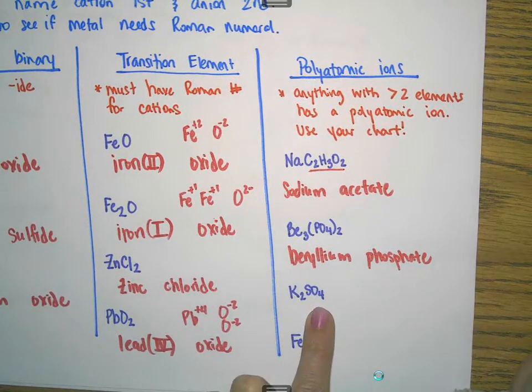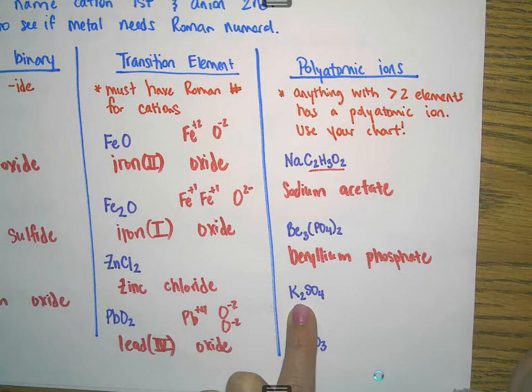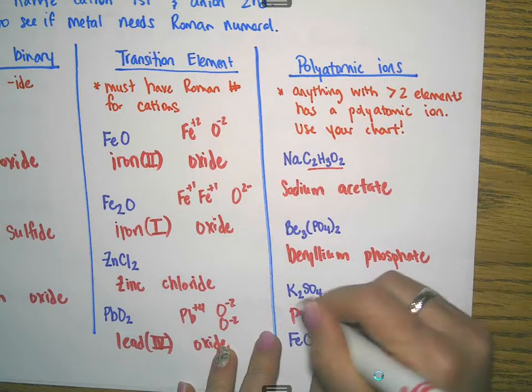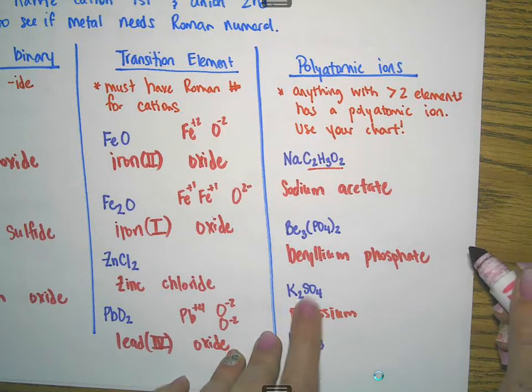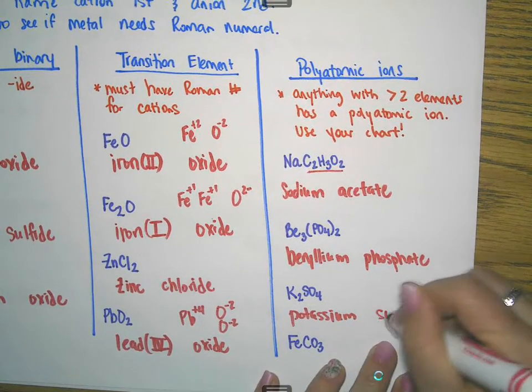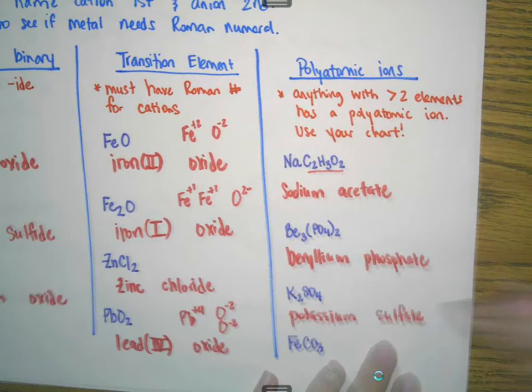Potassium and SO4. Well, potassium is a group 1 metal. That means it doesn't get a Roman numeral. So I write down the word potassium and I look up SO4 and I see that it's called sulfate.